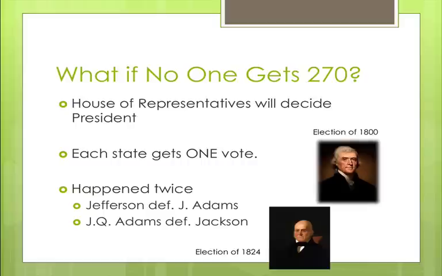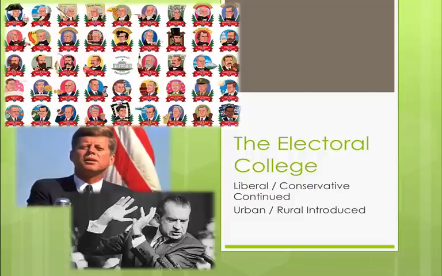Now, this has happened twice, back in 1800 and in 1824, where neither candidate won 270 votes, so it went to the House of Representatives. They decided who won, and you can see Jefferson defeated John Adams in 1800, and then John Quincy Adams defeated Andrew Jackson by this method in 1824. So it hasn't happened in the modern era. I can't imagine it's going to happen unless some sort of third party becomes exceptionally powerful in the next couple of years. But just in case, the Constitution does allow for this to happen, because at some point we need a winner. So that's pretty much how the Electoral College works at a fundamental level.